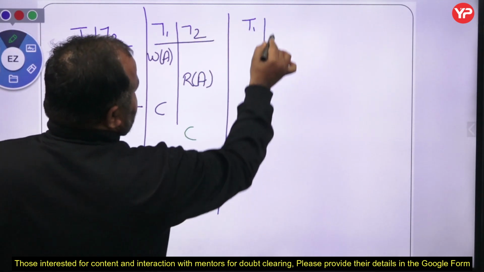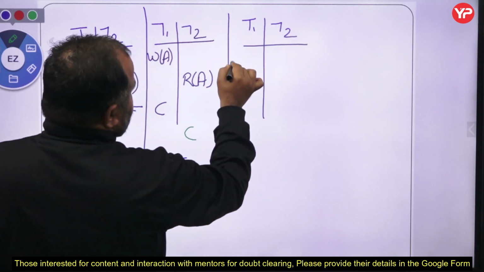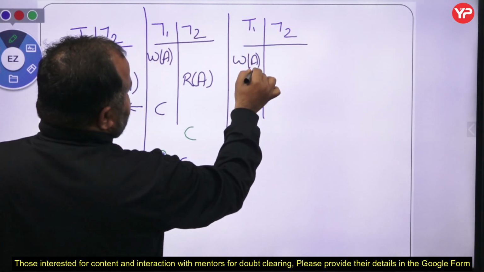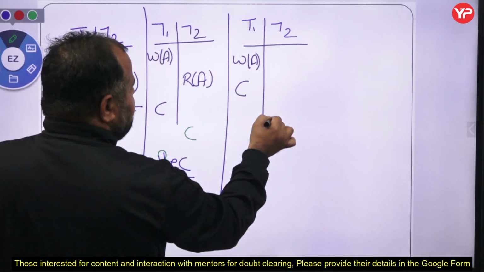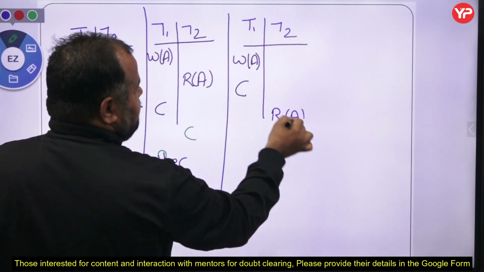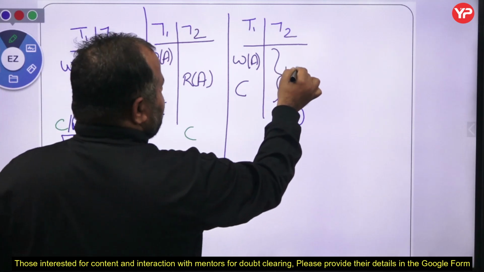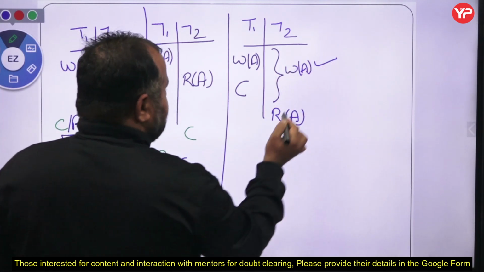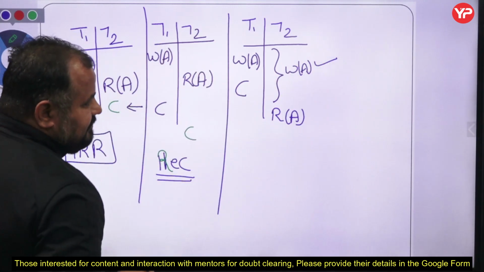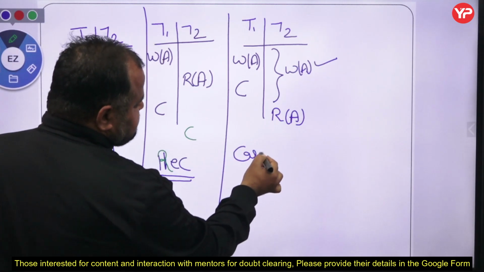Next, T1, T2. T1 reads the data item, then after commit only T2 is able to read, but it can perform a write. Fine, but read is only allowed after commit of T1. That case is called cascadeless.